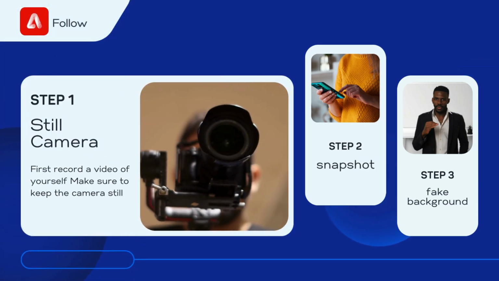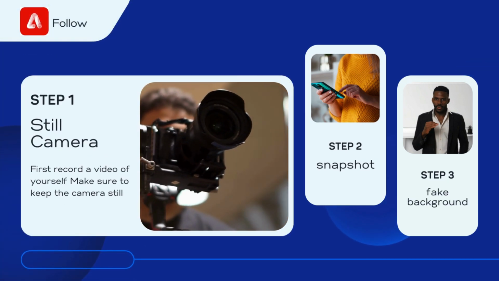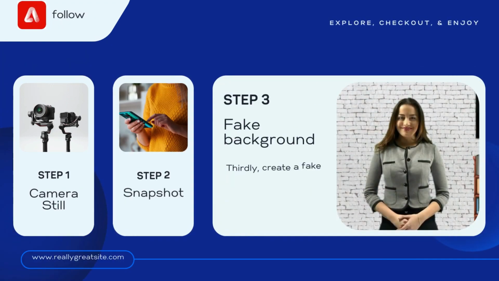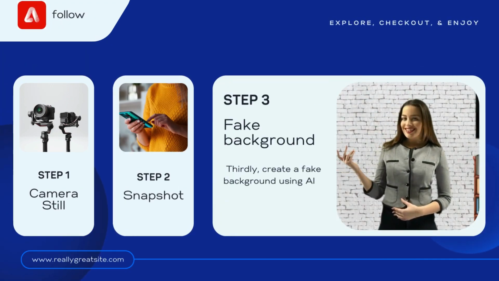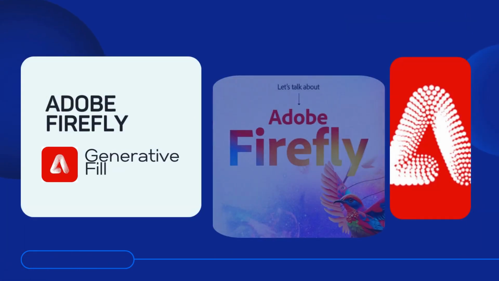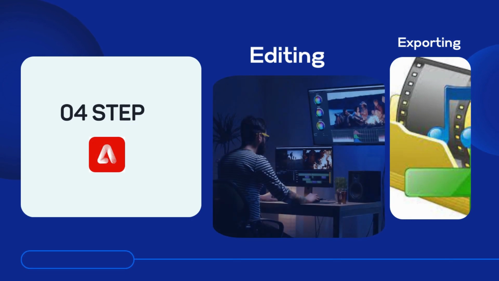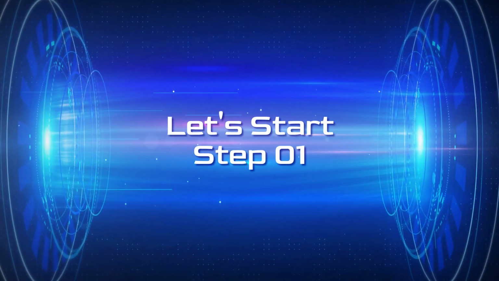First, record a video of yourself. Make sure to keep the camera still. Secondly, take a snapshot from a video. Thirdly, create a fake background using AI. And for this, we would be using the Generative fill feature of Adobe Firefly. Fourthly, editing and exporting. Woohoo! Your video is ready. Let's start with step 1.